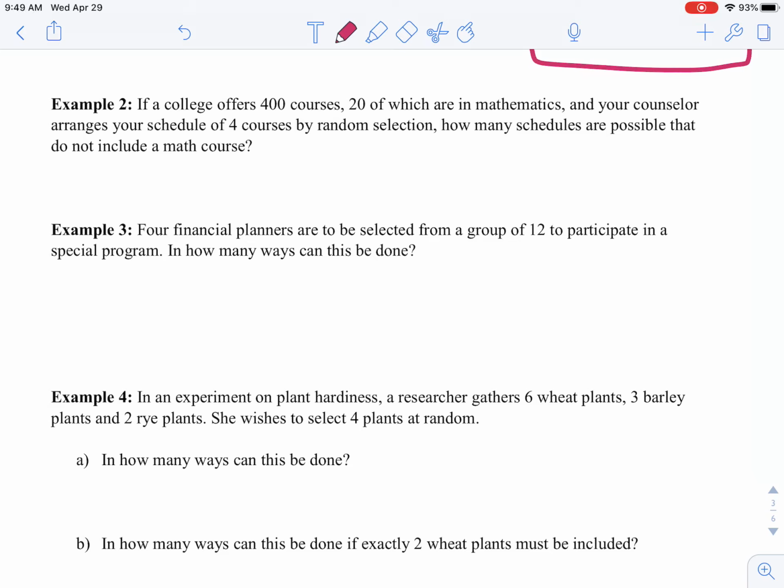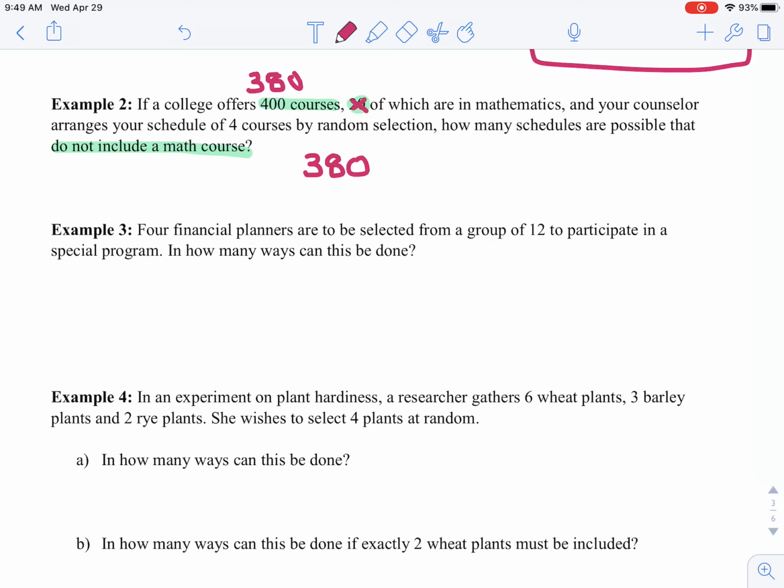Next one, if a college offers 400 courses, 20 of which are math, and your counselor arranges your schedule of 4 courses by random selection, how many of these schedules do not include a math course? So originally you think your N is 400. And then we find out 20 of them are math, and I don't want math classes. So I'm going to take off that 20 and look at only there being 380 courses to pick from.